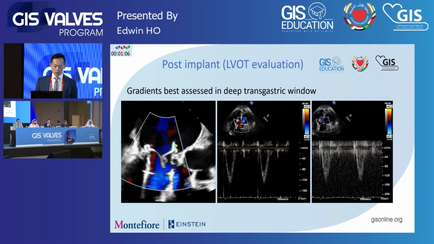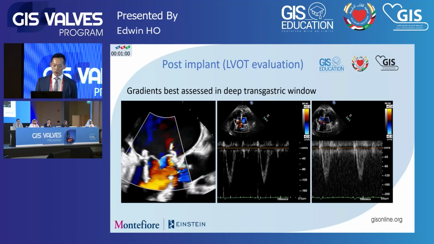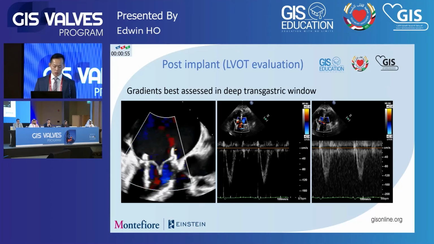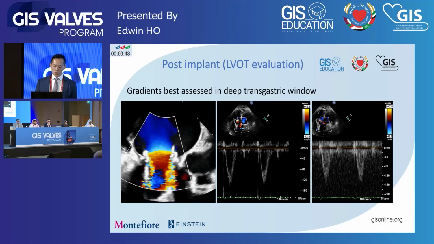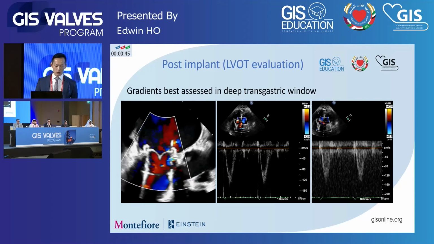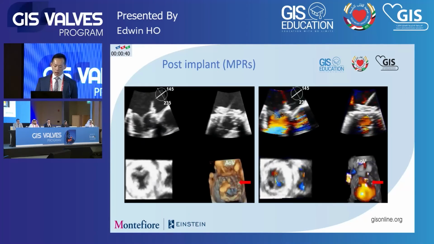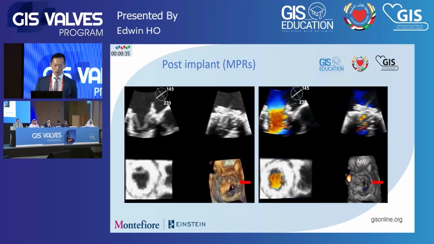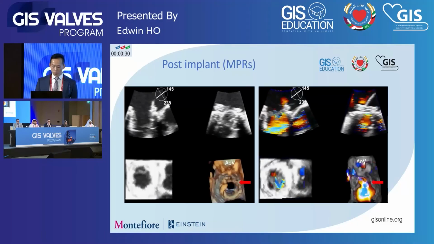When we're looking at the LVOT after TMVR, the gradients we really need to assess in a deep transgastric window. You can also do transthoracic, of course, but that's cumbersome from the point of view of just positioning in the sterile field. So when you go deep transgastric, either at 0 degrees or 120, you're usually very well aligned. And so in this situation, we see here that there's really no significant LVOT obstruction that occurred, which was quite a relief. And then again, we just checked with MPRs in 3D with and without color, just to get a good idea of what's actually happening with the flow and also what the final valve shape looks like in this case.